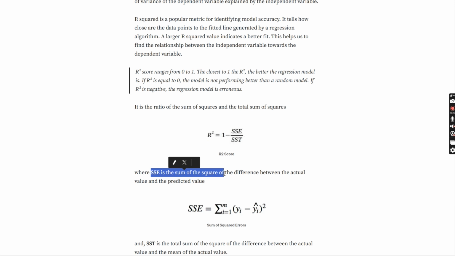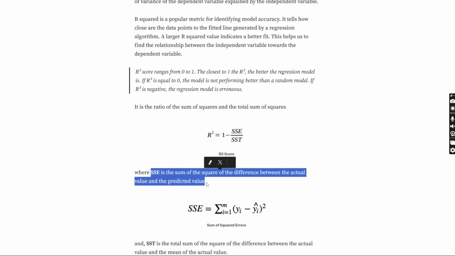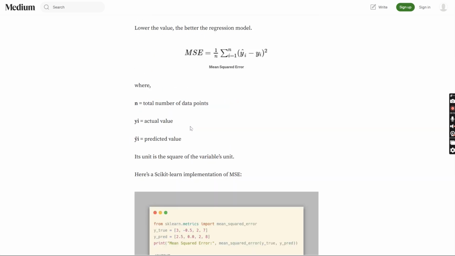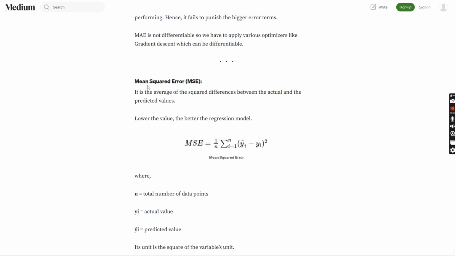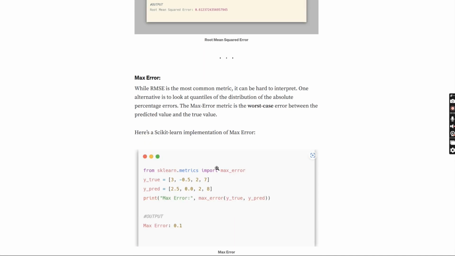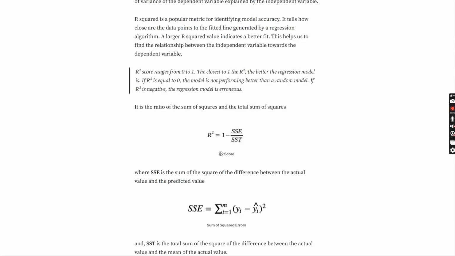SSE is nothing but your residuals only, squared residuals. SSE is nothing but the sum of squares of the difference between actual and predicted value. Nothing but a fancy word to say, here we are saying mean. If you remove this mean and only consider squared error, that is what SSE is. SSE is the squared difference of values between predicted and the original value.